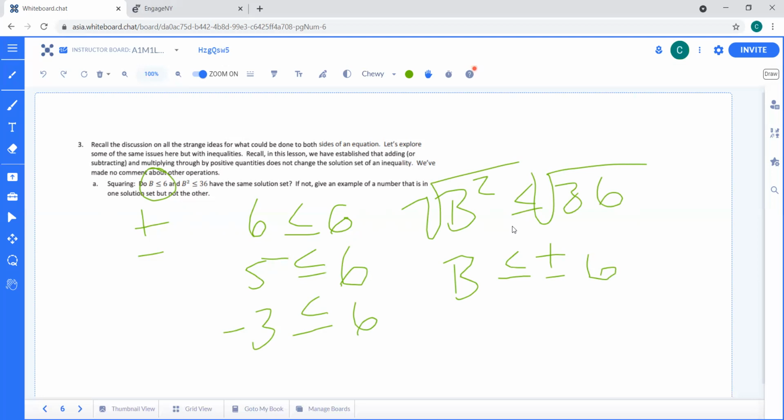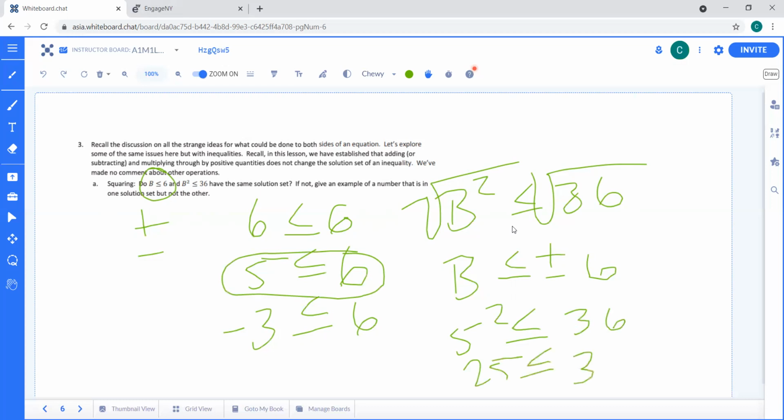Okay, and so let's see. What if I did less than or equal to? What if I did, let's do 5 again. We said this was correct. So if I said 5 squared less than or equal to 36, is that true? That's 25. So that is correct.